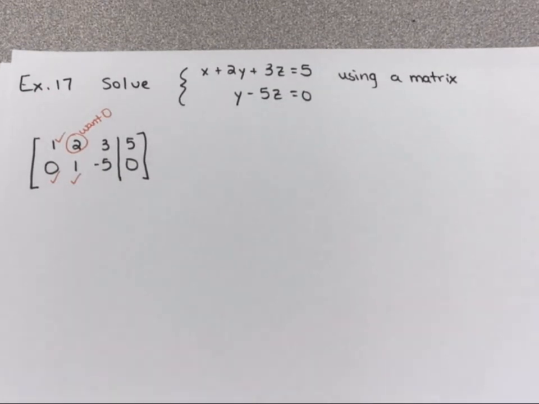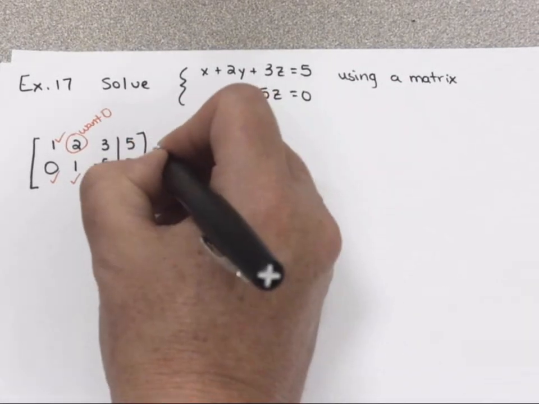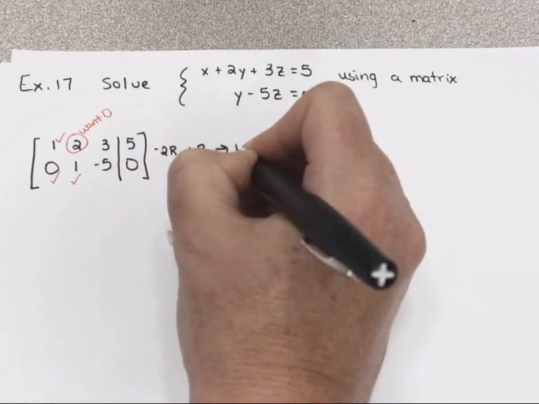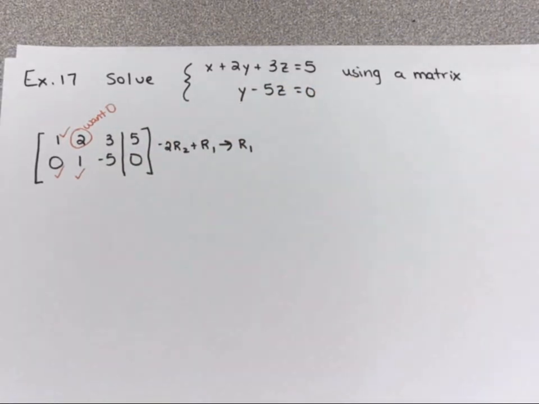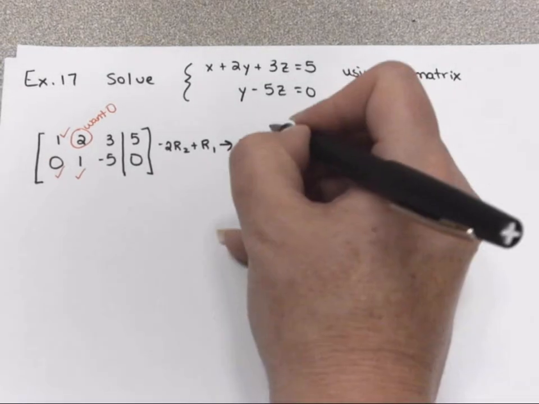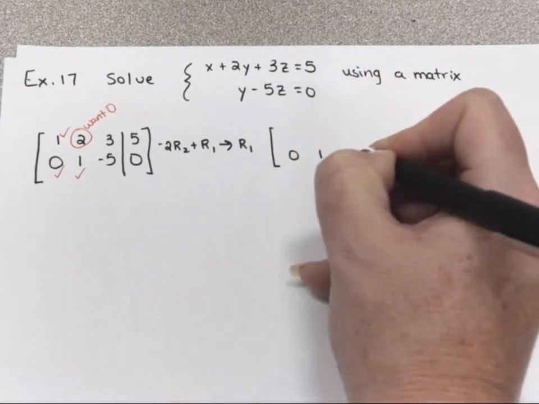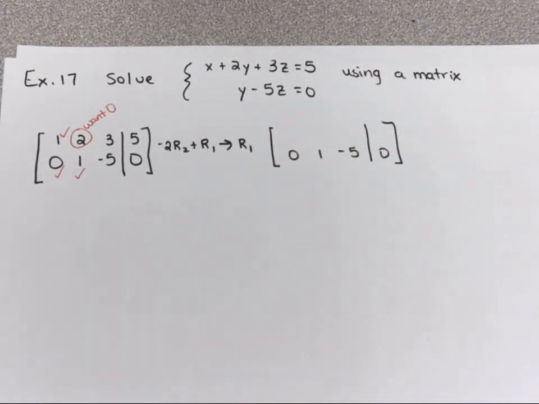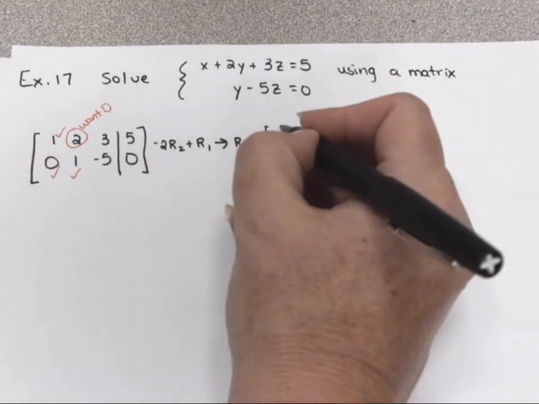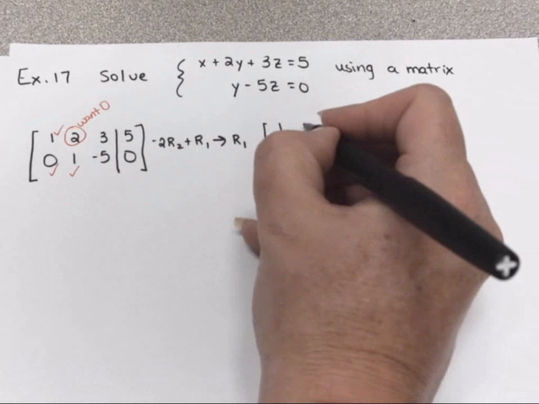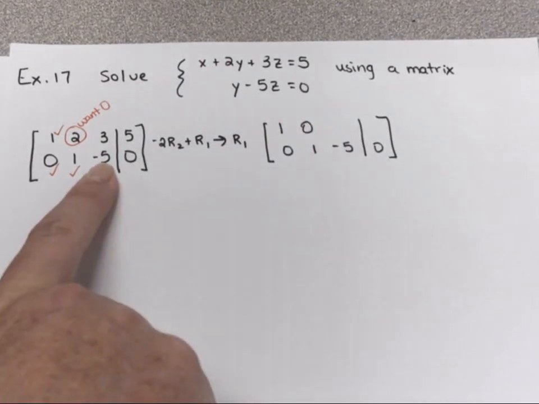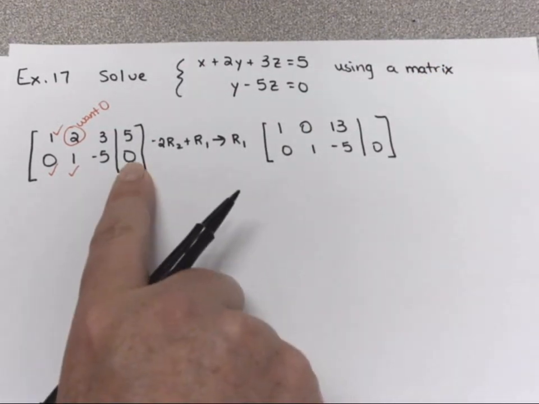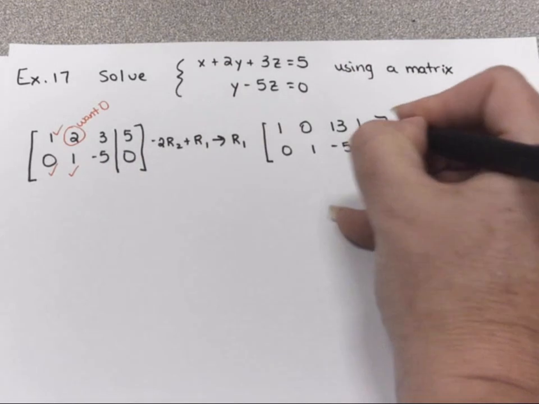So what do I want to do then? So I want to do -2 times row 2, right, plus row 1, and I want to send that to what? To row 1, right? I want row 1 to change, so I'm sending it to row 1. So row 2 is the same. And then let's do our calculation, right? -2 times 0 plus 1, that stays 1. -2 plus 2 is 0, that's what I wanted to happen. And then -2 times this is 10, plus 3 is 13. And then -2 times 0 is 0, plus 5 is 5.